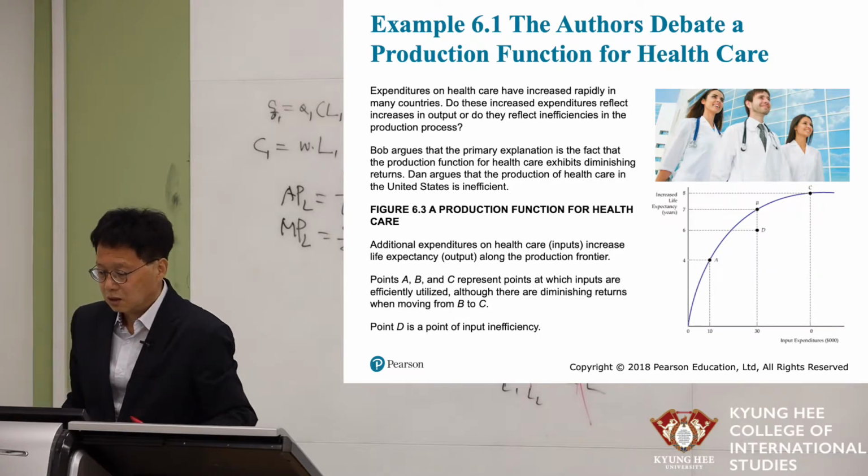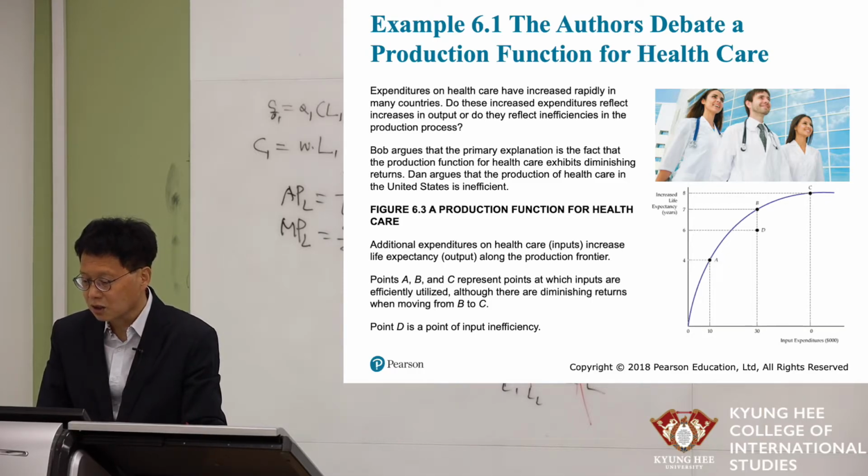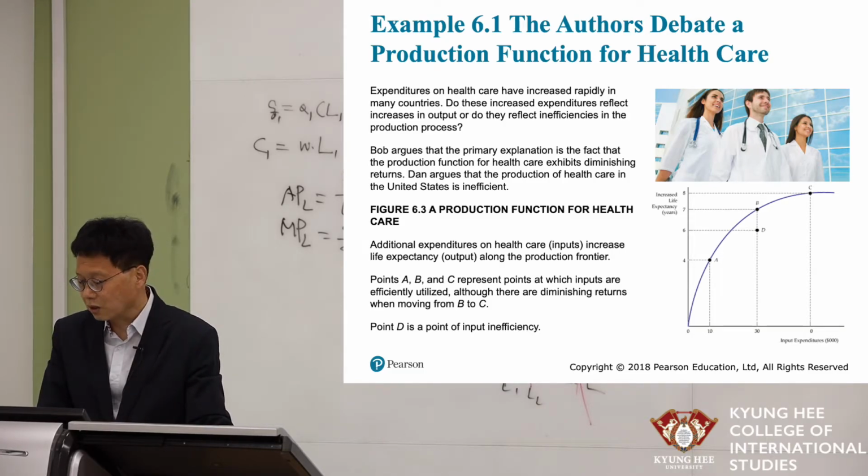In example 6.1, the author debates a production function for healthcare, the US case actually. Expenditures on healthcare have increased rapidly. The Y variable is increased life expectancy, so if you spend more, life expectancy increases. That is the output variable. The X variable is the input, healthcare expenditure. Then does this increase in expenditure reflect an increase in output, or does it reflect inefficiency in the production process?